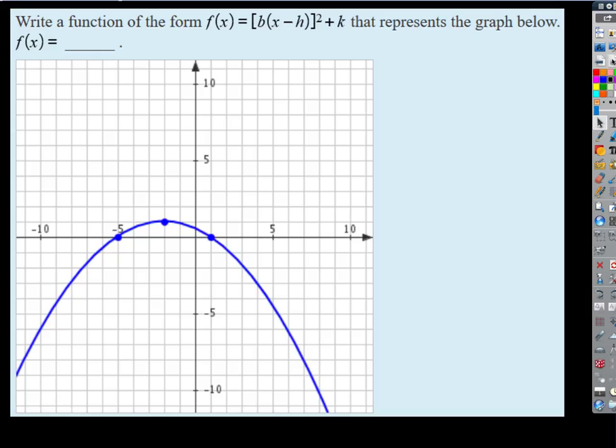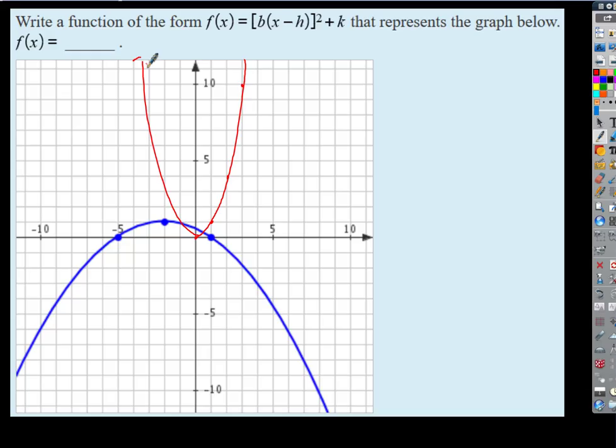Okay, how about something like this? We want to write a function of this form that represents this graph. So what's all the stuff that's been done here? Let's compare this to the parent graph. Okay, what have we done? If here's my parent graph, it starts off here and goes through that point, over 2, up 4, over 3, up 9, right? And then the same thing on this side.